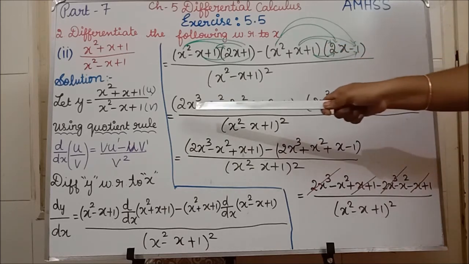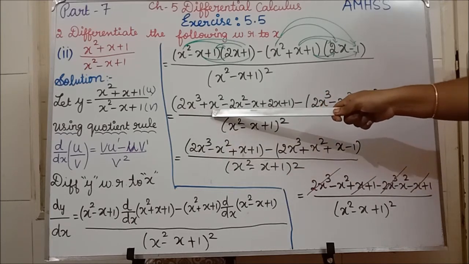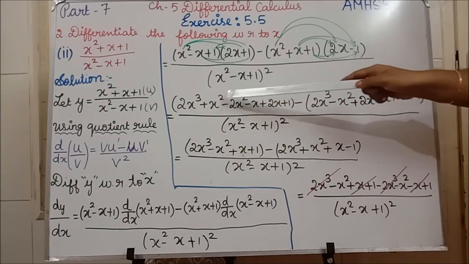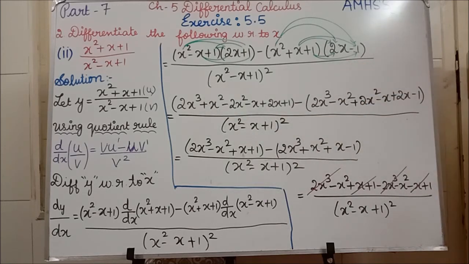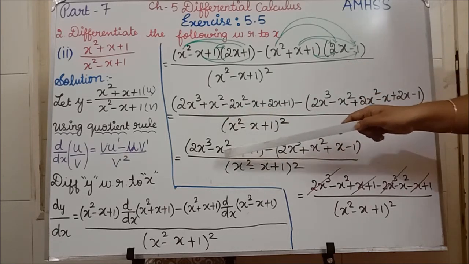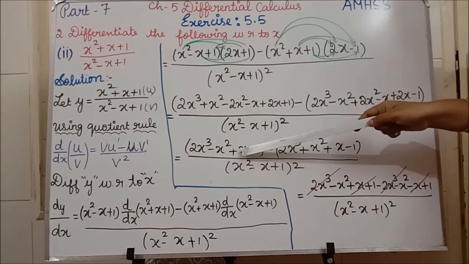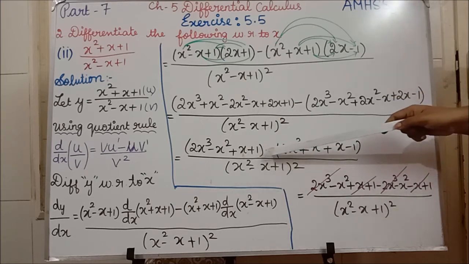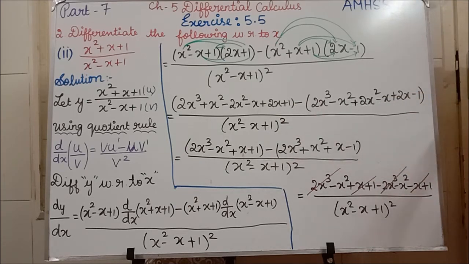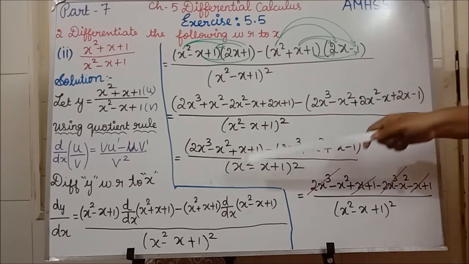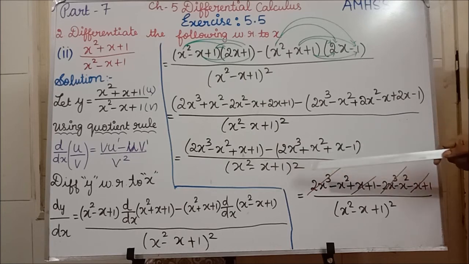Clear? The next step, 2x cube we are writing, plus x square and minus 2x square. Plus x square means before it what number do we have? 1. So 1 minus 2 is minus 1x square. Similarly, 2 minus 1 is what? Plus 1x plus 1. Minus 2x cube. Here 2 minus 1 is what? 1x square. So similarly 2 minus 1 is 1x minus 1, divided by x square minus x plus 1 the whole square. Clear, students, all of you?